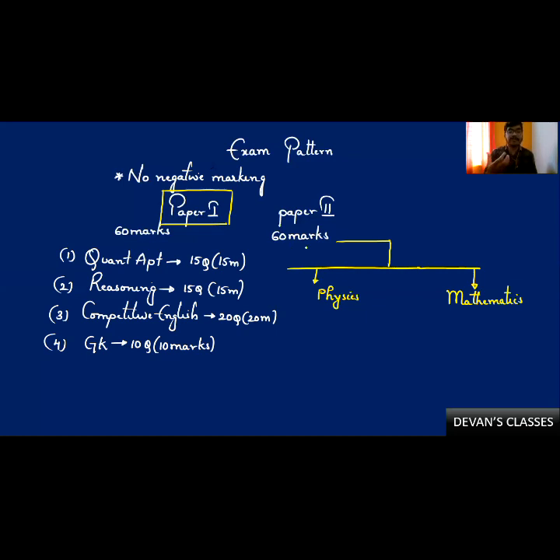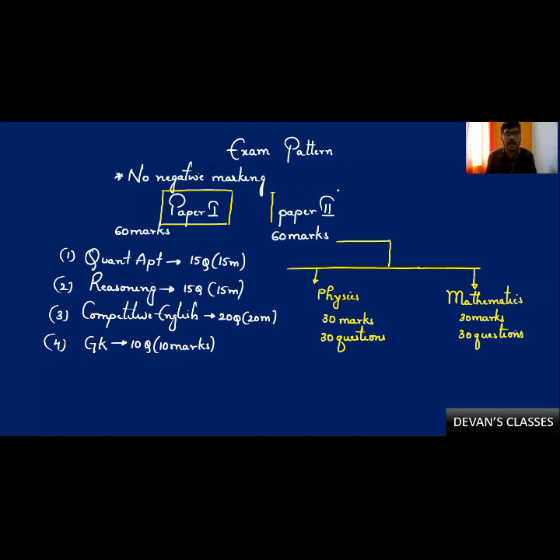Now in physics, the physics will be for 30 marks and number of questions will be 30. Okay. And similarly, in mathematics, it will be for 30 marks and number of questions will be 30. Clear. So here, how many papers do we have? We have two papers, paper one and paper two.